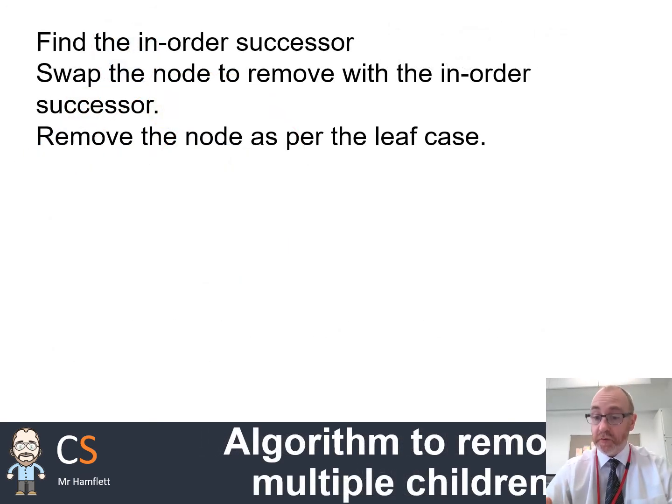So the full algorithm, when we've got multiple children, is we find the next biggest number, the in-order successor, we swap it with the node we're trying to remove, and then we remove that node as if it was a leaf, because when we find the in-order successor, it's guaranteed to be a leaf. Always will be. So let's see this in action.